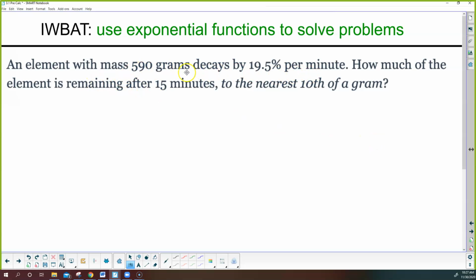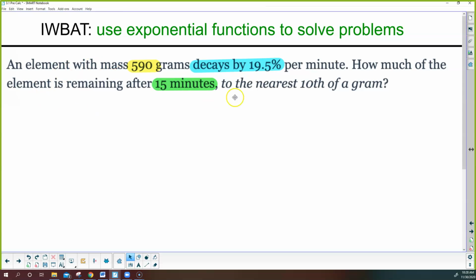Okay, so in this case, you'll notice one thing. In an element with a mass of 590 grams and a decay. So decay tells us something special. Decay by 19.5% per minute, how much of the element is remaining after 15 minutes? And then round to the nearest tenth of a gram.